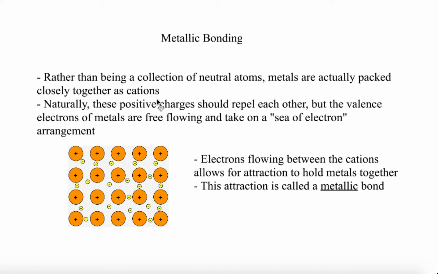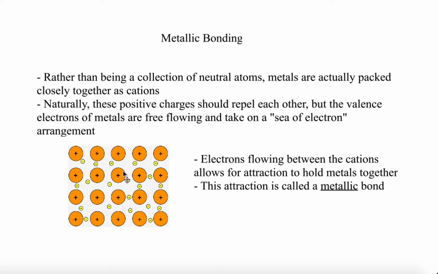These valence electrons are thought to be in a sea of electrons, the whole ocean of electrons, and these cations are just swimming in there. The fact that everything's free flowing and in motion actually helps to increase the attraction between the cations and the electrons, and so everything can get held together. The attraction between the cations and these free-flowing valence electrons is referred to as the metallic bond.